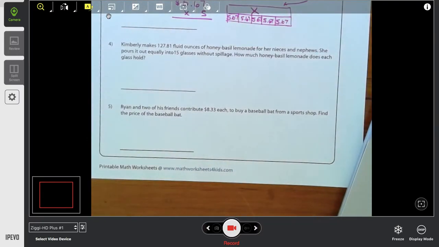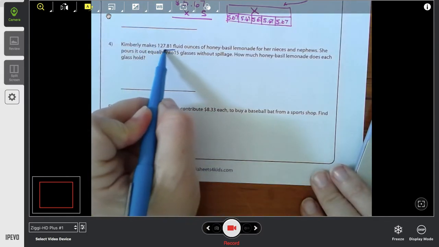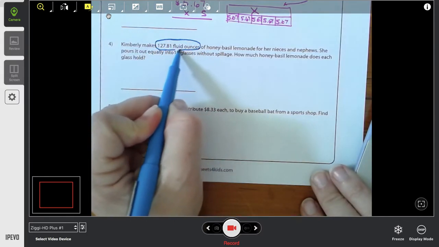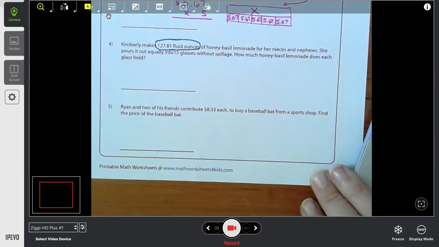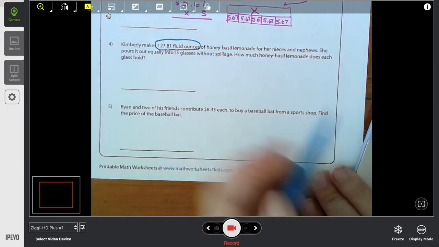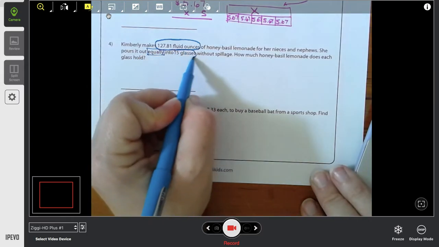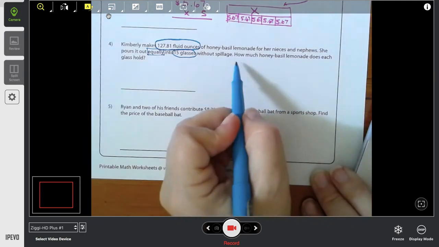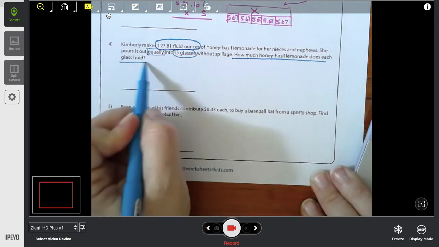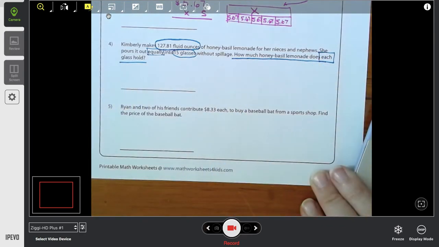Kimberly makes 127 81/100 fluid ounces of honey basil lemonade for her nieces and nephews. She pours it out equally into 15 glasses without spillage. How much honey basil lemonade does each glass hold? Okay, so she's got 127 81 hundredths fluid ounces of honey basil lemonade, whatever that may be. She pours it out equally into 15 glasses without spilling any. How much honey basil does each glass hold?